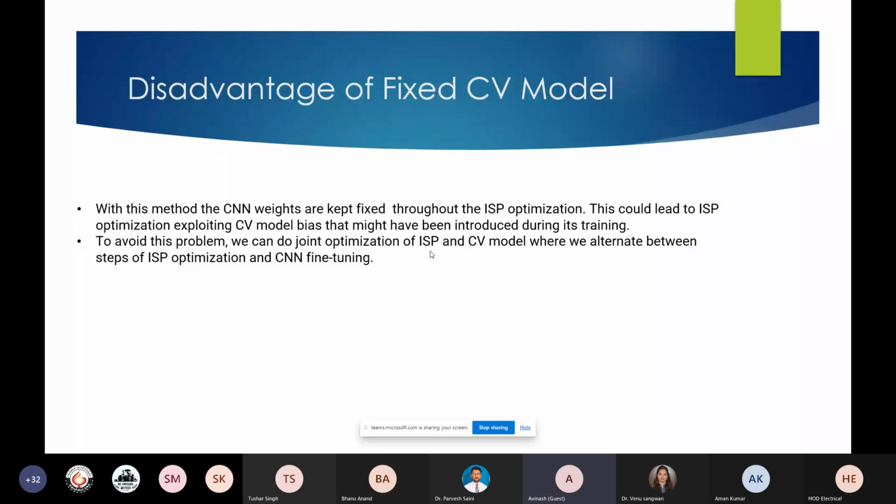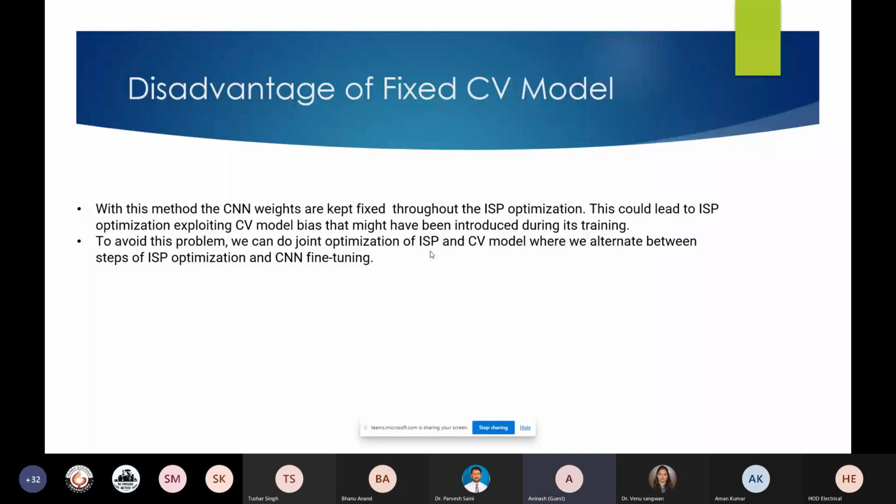As the weights of the CNN computer vision model were kept fixed here, one way to avoid this could be to do a joint optimization of the ISP and CV model. But the problem with that would be that the CNN itself can contain millions of parameters. And the optimization techniques that are used for CNN fine-tuning are generally different and generally use stochastic gradient descent techniques.